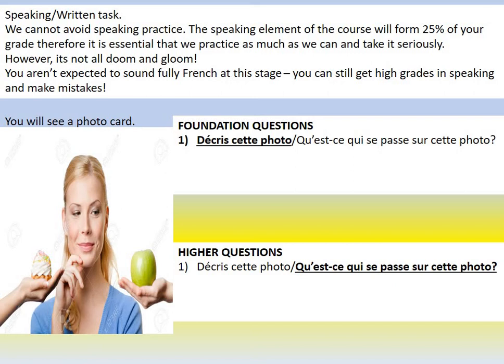Number one on the photo card is always describe this photo. Tell me what you can see. Why is higher tier different? Because it's a little bit more wordy. Literally it's saying what is going on in this photo, what's happening in this photo, which is effectively describe it. So your opening task is going to be the same no matter what you do.